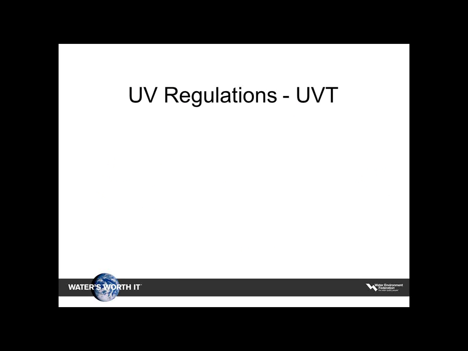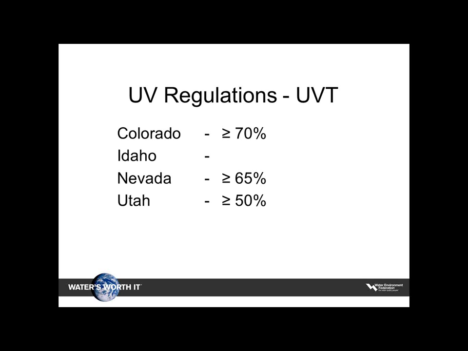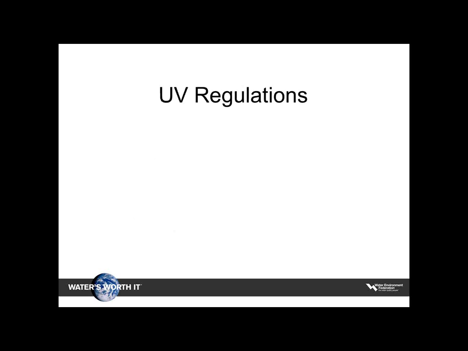So let's talk about Colorado. It says you need greater than 70% UV transmittance in your system. Idaho, again, doesn't speak to it. Nevada says 65%. Utah, we actually do have something in there. We require 50% on that. And Wyoming doesn't speak to it either. So when we talked about dose, we saw 30 was standard. So you can see, again, the problem with dealing with something like that.